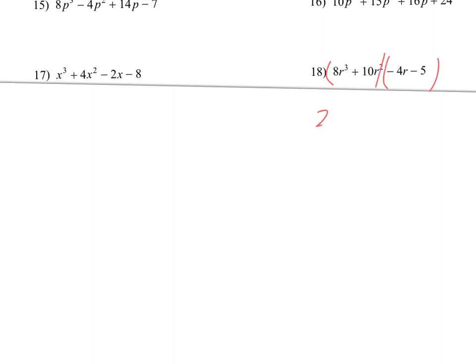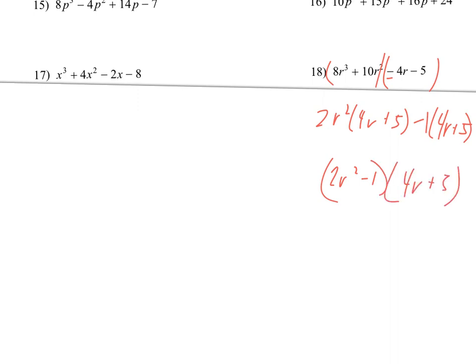So the first group, I can take out 2r squared, and it leaves me with 4r plus 5. The second group, it looks like I can't take out anything. Anytime that happens, you're either going to take out a 1 or a negative 1. Since this third term is negative, I'm going to take out a negative 1, and that's going to change it to positive 4r and positive 5. So then I have 2r squared minus 1 times 4r plus 5, and I'm done.